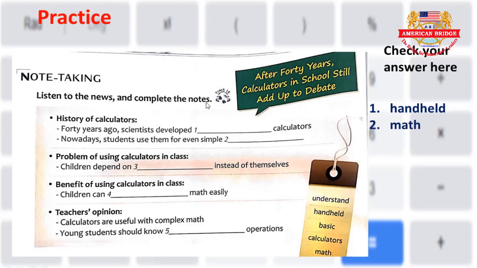Problem of using calculators in the class. So students shouldn't depend on calculators instead of themselves. Depend on what, everyone? Depend on calculators instead of themselves. Some students are so lazy to think. They just buy calculators and use them for help, just easily and go quickly.